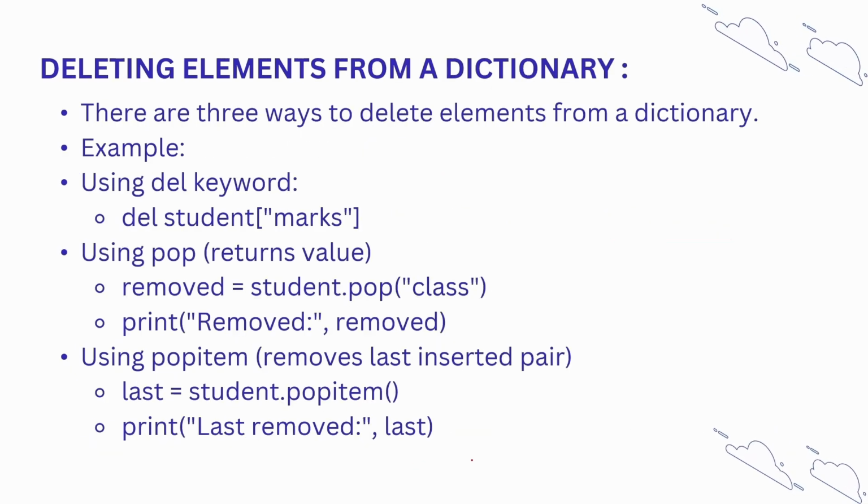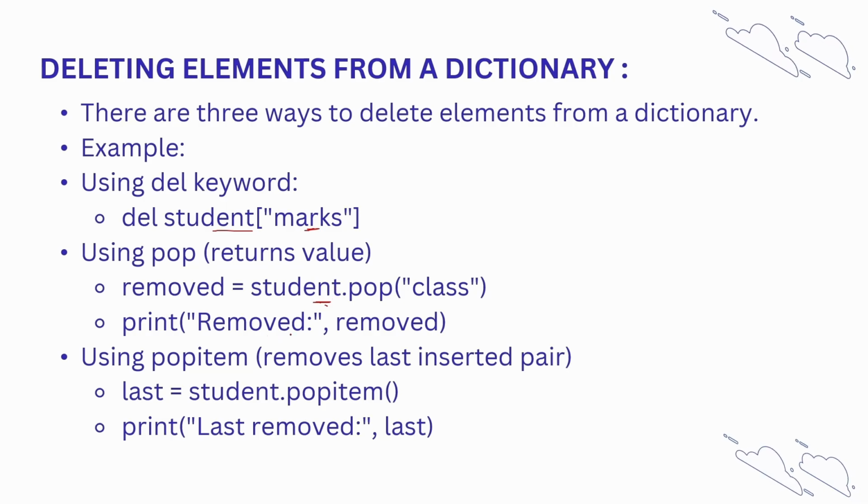Next is deleting elements from a dictionary. There are three ways to delete elements from a dictionary. First is using the del keyword. So del student marks: here this particular marks key will be deleted. Next is using the pop method. We say student pop class, so it removes that particular key, class.